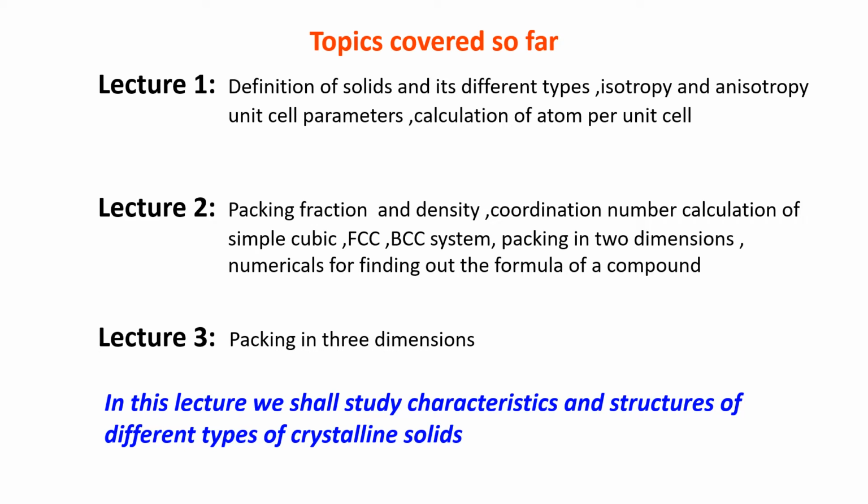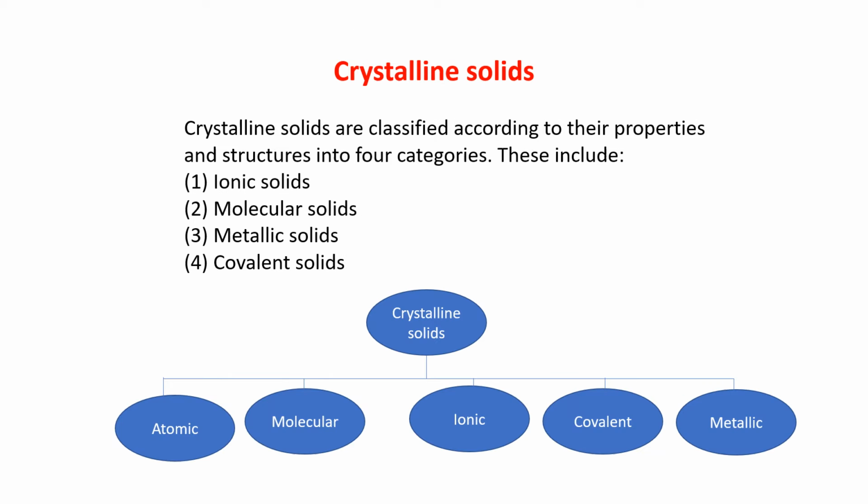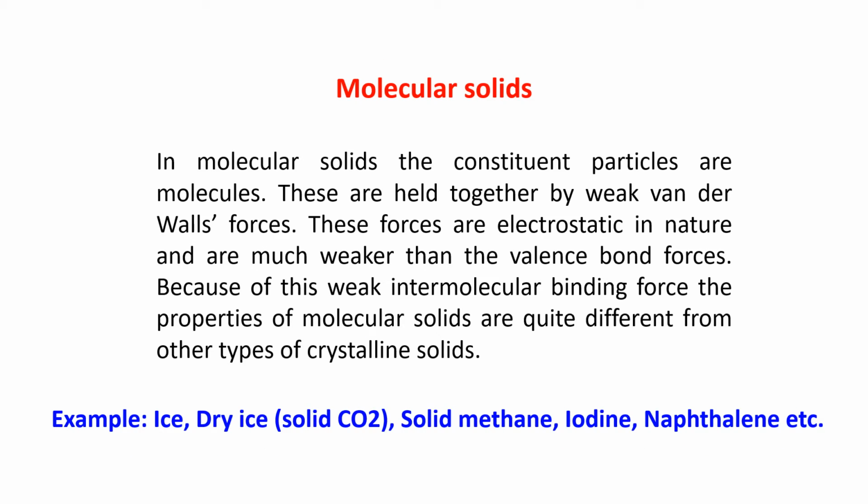As I told you, in this lecture, we shall study characteristics and structure of different types of crystalline solids. Crystalline solids are classified according to their properties and structure into 4 categories: molecular solid, ionic solid, covalent solid, and metallic solid. In this lecture, along with some examples, we will study the structure and properties of different types of solids. First, we will start with molecular solids.